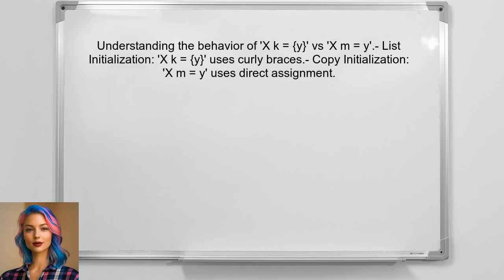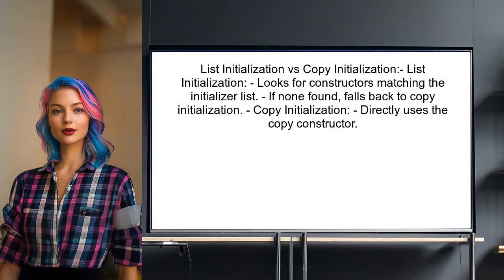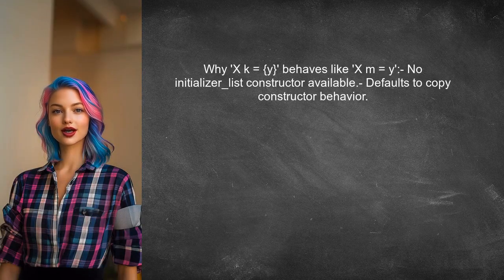in your code. To understand why the behavior of the line xk equals curly braces y does not change, we need to clarify the concept of list initialization versus copy initialization. In C++, list initialization can invoke constructors differently than copy initialization. When using curly braces, the compiler looks for a constructor that matches the initializer list. In the case of xk equals curly braces y, since there is no constructor that accepts an initializer list, it defaults to using the copy constructor, which is the same as xm equals y.